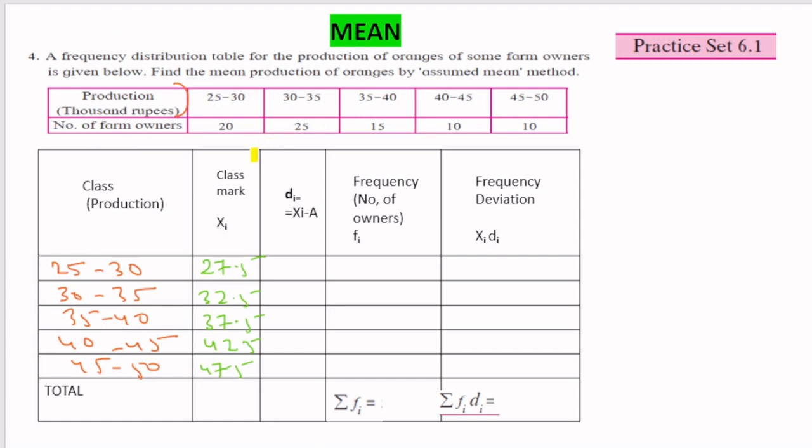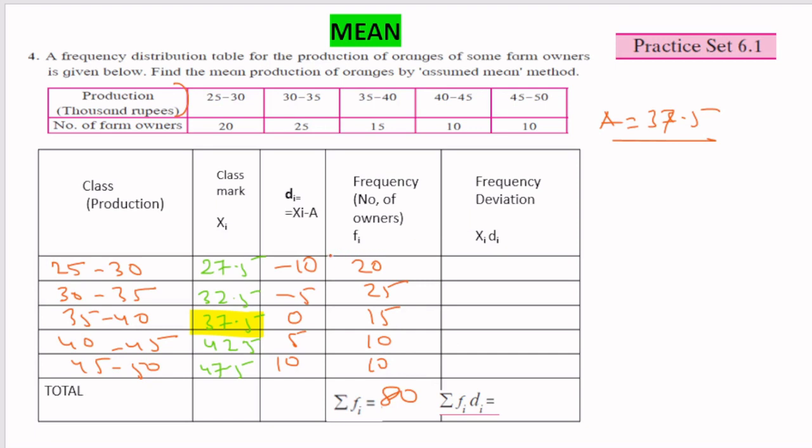Now we have to assume something. Let's assume 37.5 is the assumed mean. Okay, so we can write 37.5 as the assumed mean. As a procedure, what you have to do is subtract each and every number by 37.5. So 27.5 minus 37.5, how much? Minus 10. This will be quick: minus 5, 0, 5 and 10. Write the frequency against each. So 20, 25, 15, 10 and 10. From where did you get the frequency? From these rows. Summation of this, you need to find the total. So you add it, total it will be 80.